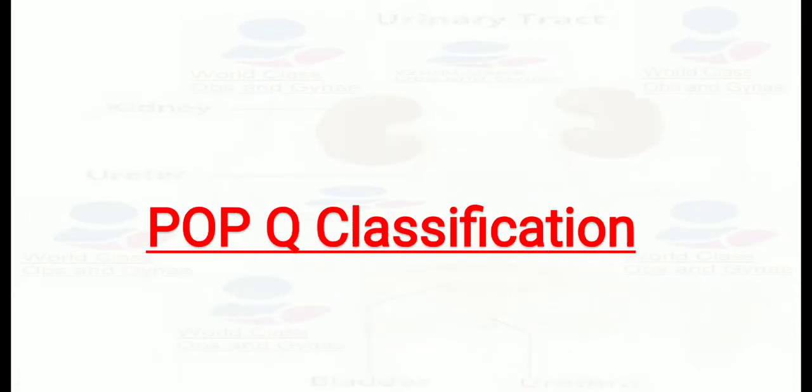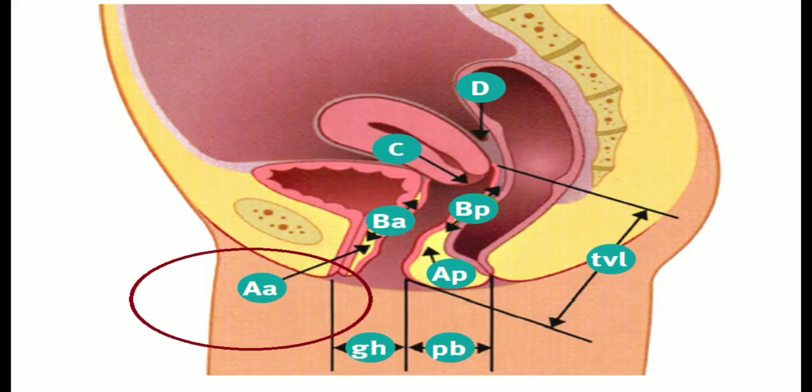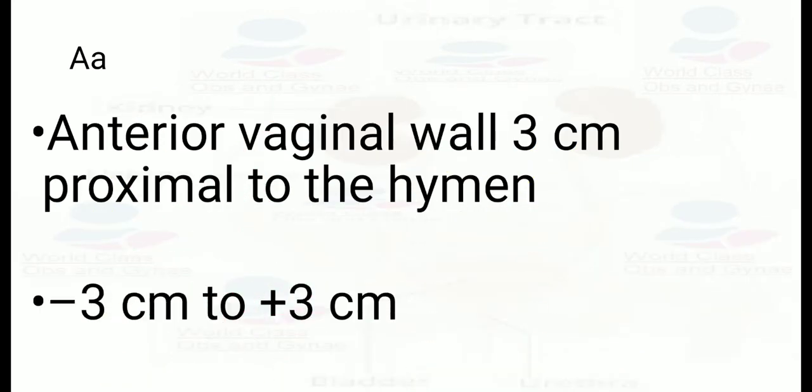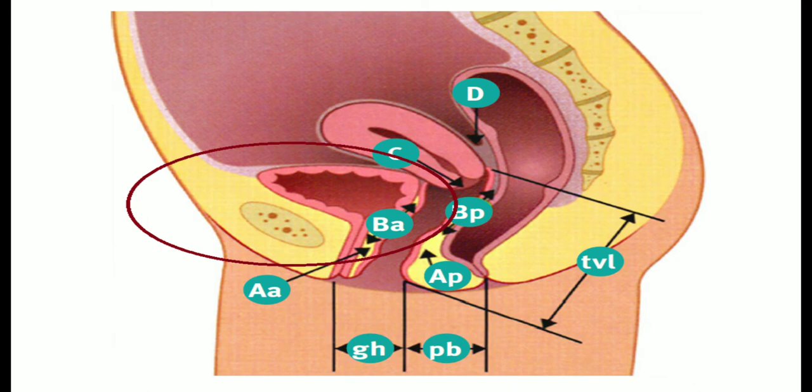So POPQ classification is another very important component of urogynecology. So first of all, let us emphasize different points like capital A, small a. Okay, so capital A, small a: anterior vaginal wall 3 cm proximal to the hymen, minus 3 cm to plus 3 cm. Minus 3 cm means up, above the hymenal ring, and plus 3 cm means below the hymenal ring up to 3 cm. So that is point Aa.